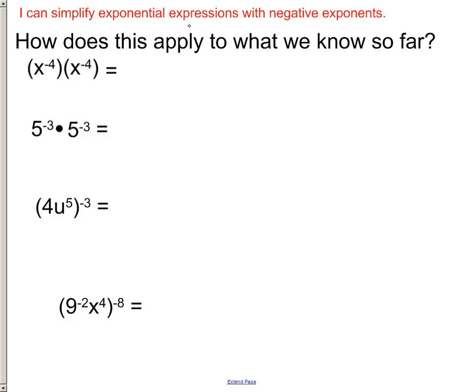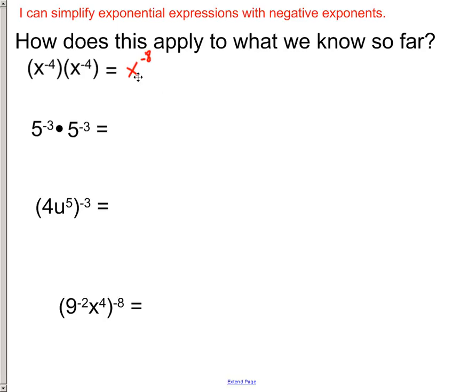You can simplify exponential expressions with negative exponents following the same rules that we've always followed. X to the negative fourth times x to the negative fourth would be x to the negative eighth. Why? We have the same base and they're multiplying each other, so we add the exponents. A negative plus a negative is still negative. We just add the two numbers together and keep the same sign, so it's negative 8.